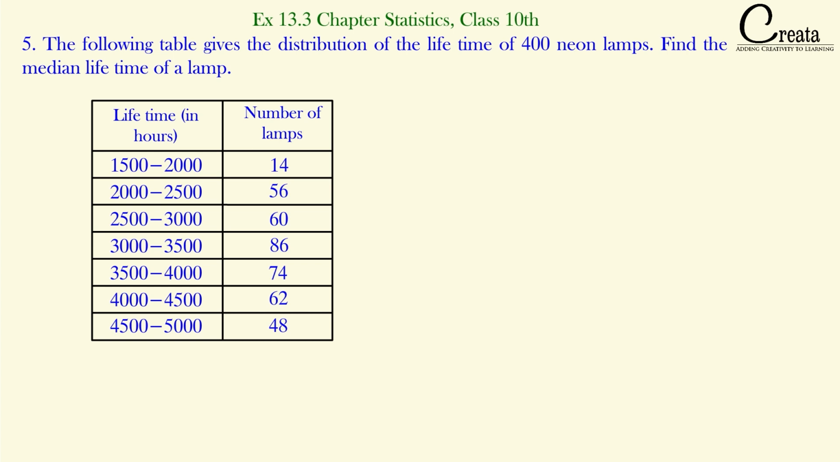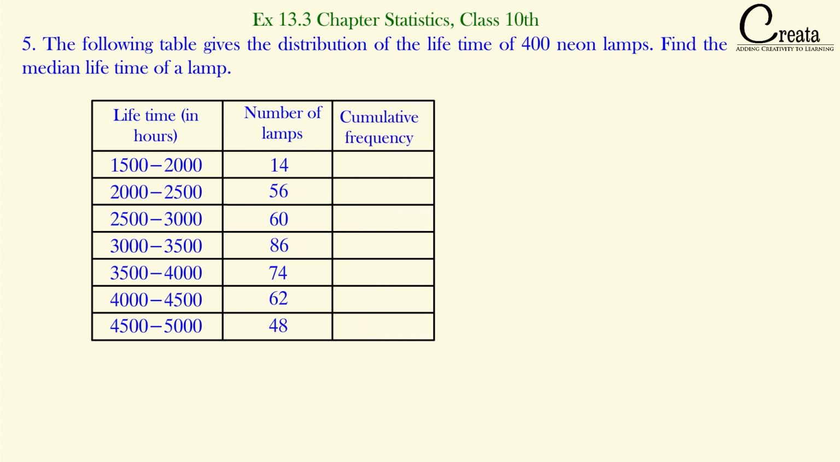So what is the first step in calculating the median? We add one more column, the cumulative frequency column. What do we do in the cumulative frequency column? We add the frequency up to that row. The first column is the class interval or the observation. The second column is the frequency, that is, how many times our observations are repeating. So we will add the frequencies in the cumulative frequency column.